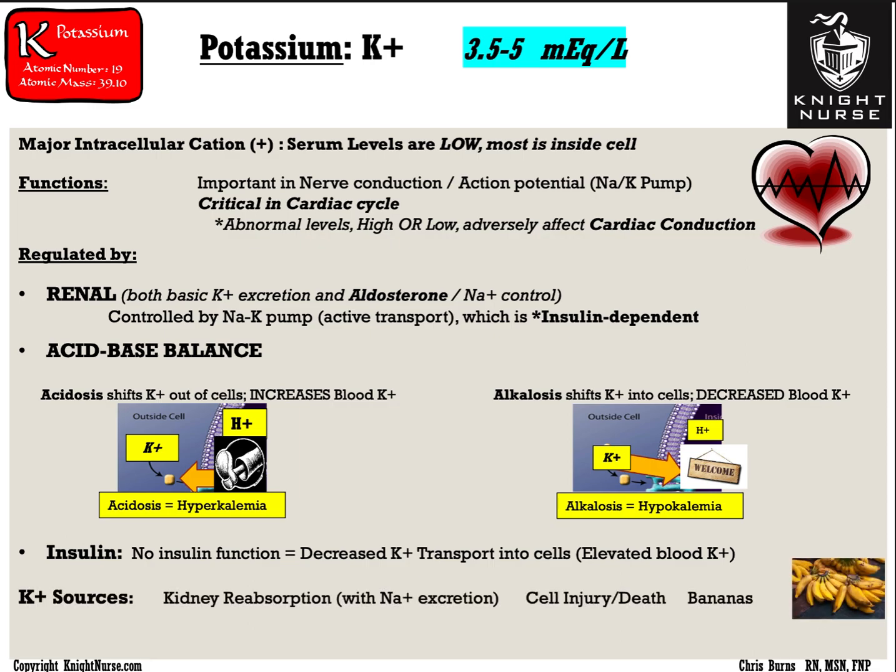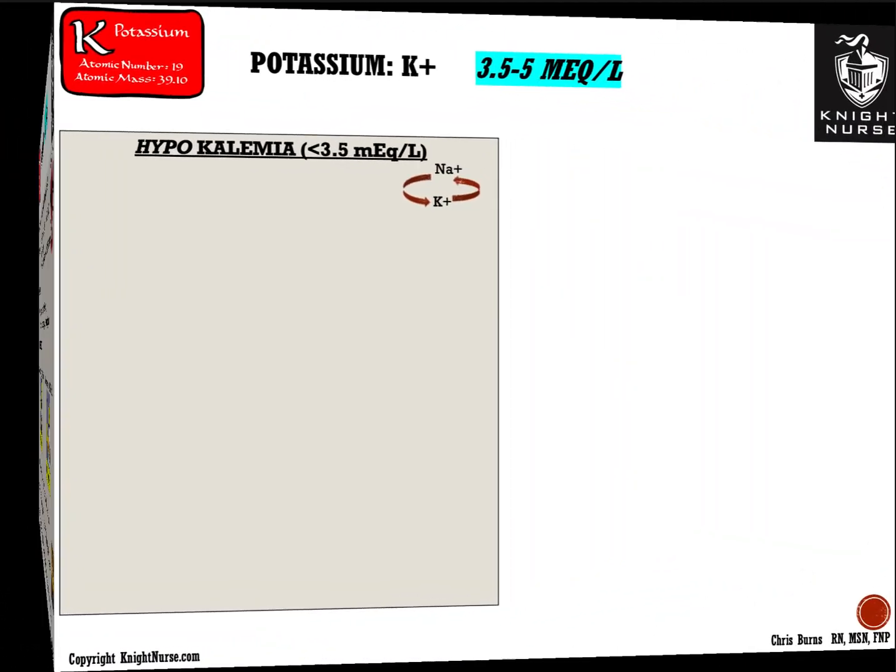Potassium sources, kidney reabsorption, cellular injury and death. If lots of cells die, then all those cells release their potassium. So a massive burn or trauma can cause hyperkalemia, and then potassium loss through vomiting, diarrhea, kidney excretion through diuretics, or sodium reabsorption. Remember, whenever you bring sodium in, you're kicking potassium out. Sodium-potassium pump is a revolving door.